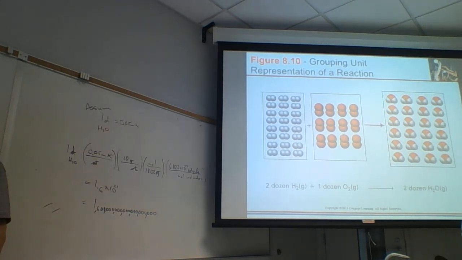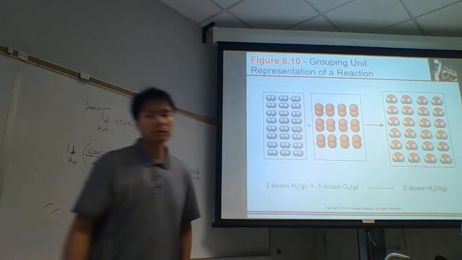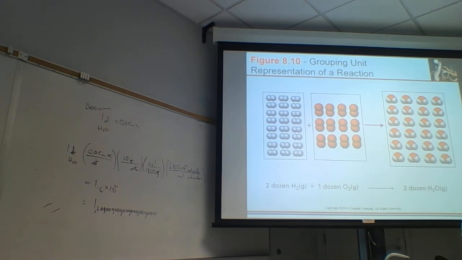In 18 milliliters, there'd be 602 billion trillion water molecules. But anyway, that's a lot of water molecules, so even a dozen's too small, so we use a mole. A mole would be 18 milliliters.